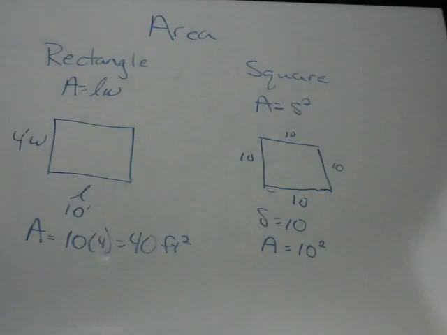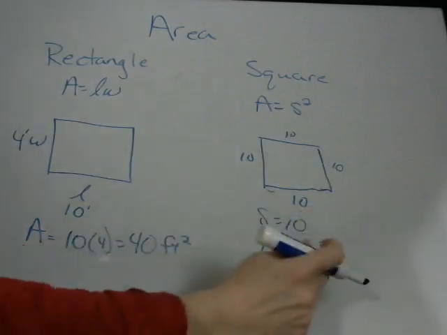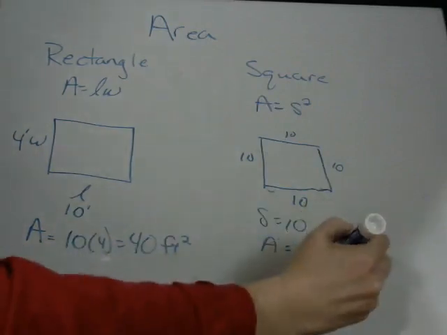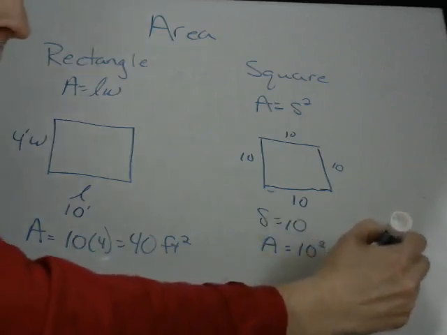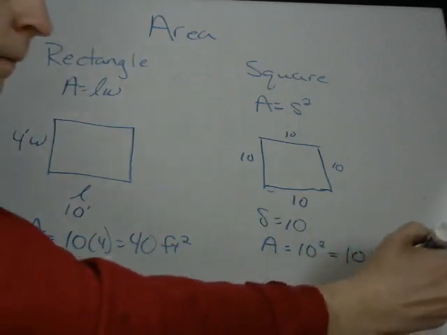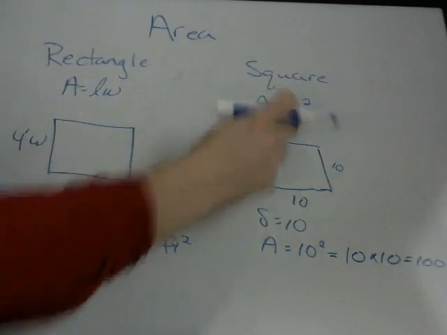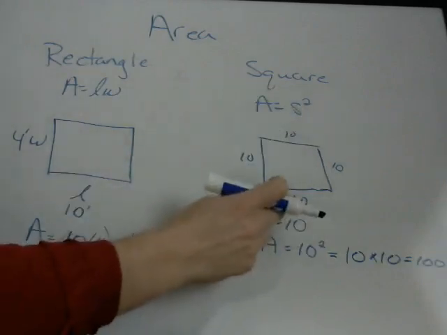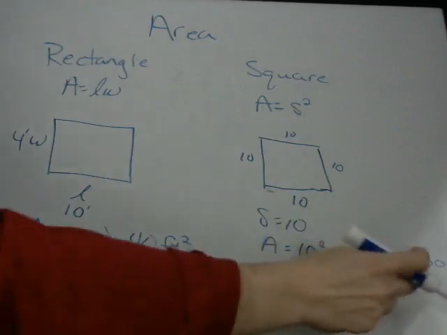And if you don't know how to deal with exponents, you need to watch the video on exponents. So what does squared mean? It means how many times you're going to multiply this by itself. Since it's 2, it's 10 times 10. So S squared, if S equals 10, the side equals 10, it's just 10 times 10 equals 100.